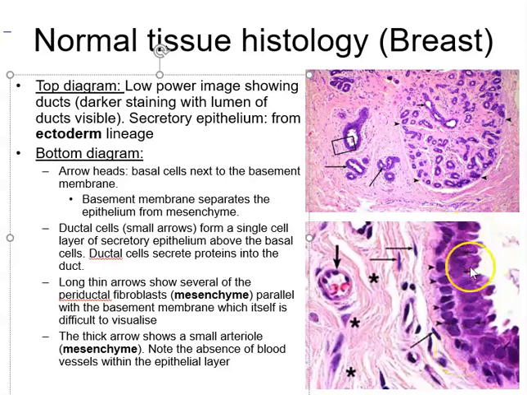Then there's a second layer of epithelium, which are the secretory or luminal epithelial cells, and they line this lumen, and they secrete stuff into that lumen. And this is true for all, or almost all, glandular epithelium that you're going to come across. So there's your two different types of epithelium. This is where your basement membrane is.